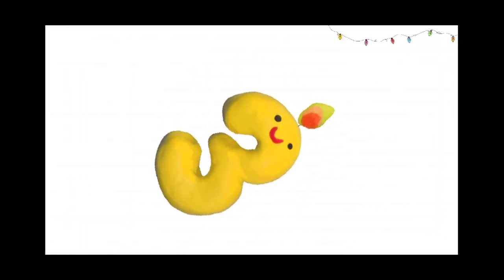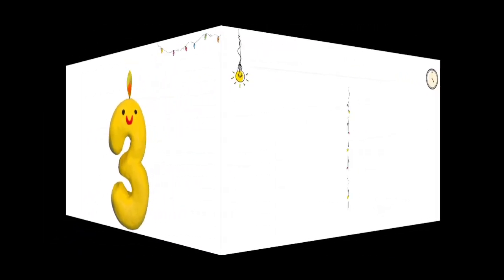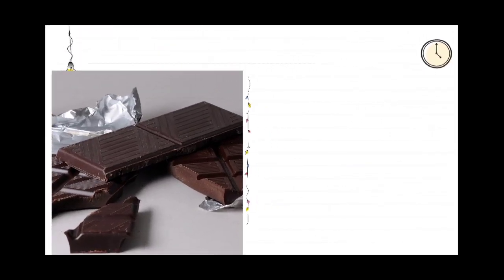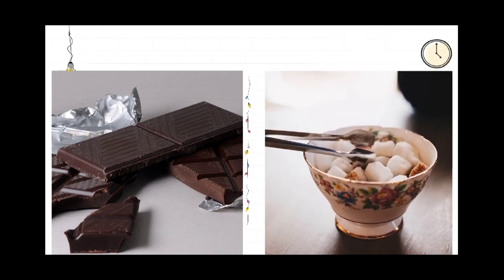Tip number three, guys, try to add little bit of dark chocolate into your diet before exams. Yes, dark chocolate has little amount of caffeine in it and it boosts your memory, mood and enhances your concentration. Food to avoid is sugar.